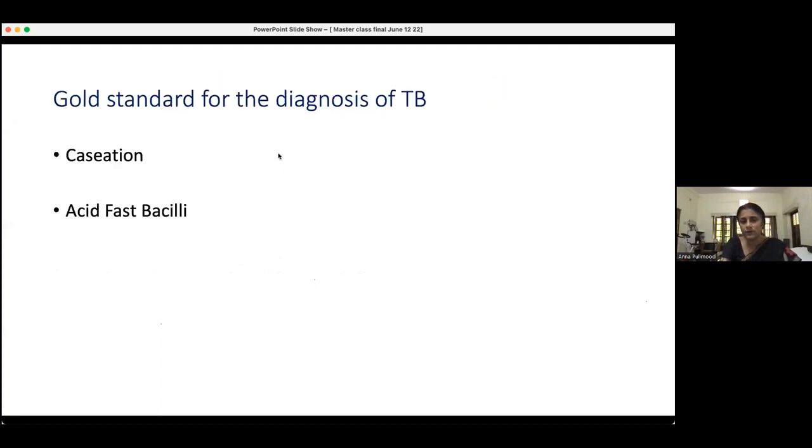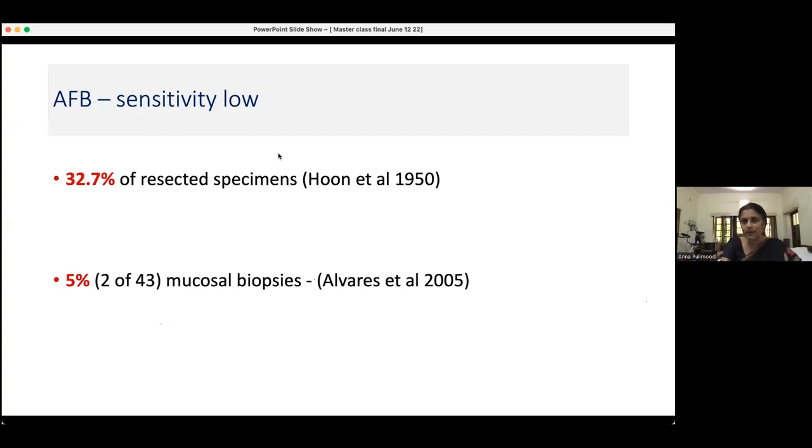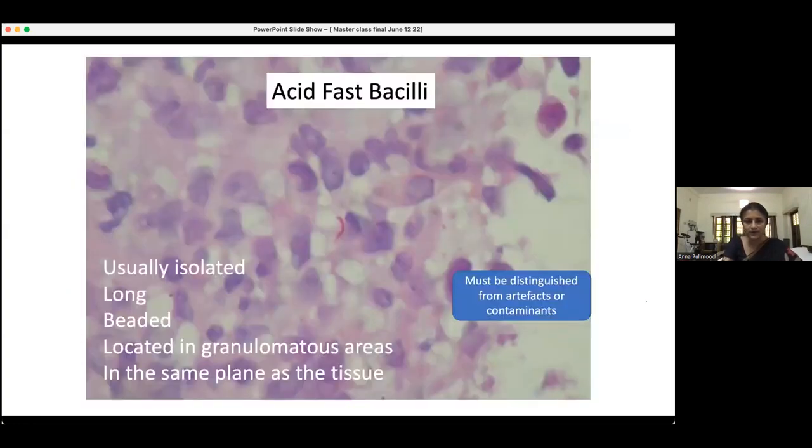So the gold standard, of course, is caseation and acid-fast bacilli, but the sensitivity of these is low. In resection specimens, you may see AFB in about 1/3, but in mucosal biopsies, there are studies which say that only 5% will have acid-fast bacilli. And again, you can have various artifacts and problems in evaluating acid-fast bacilli. This is how they normally look: they're beaded and located in granulomatous areas. But I've seen cases where tuberculosis was diagnosed on artifactually stained structures mistaken for acid-fast bacilli.